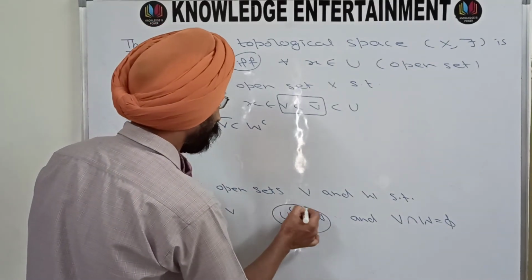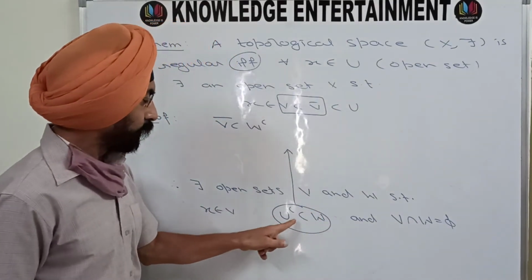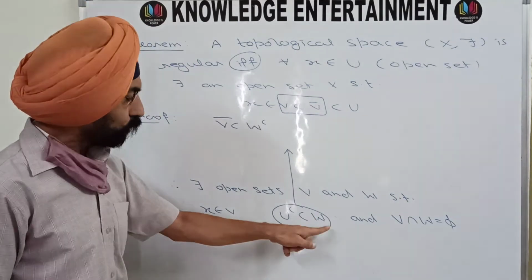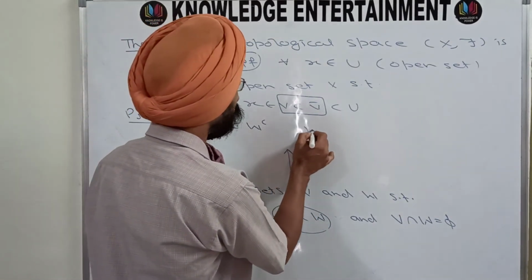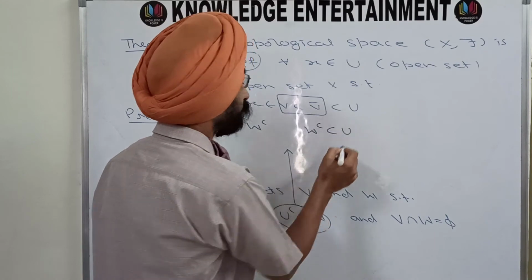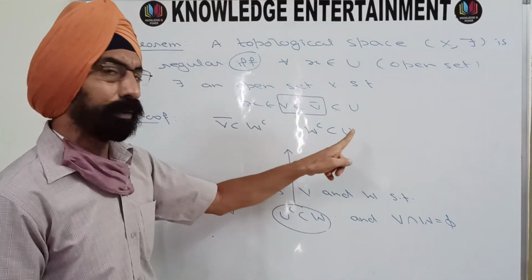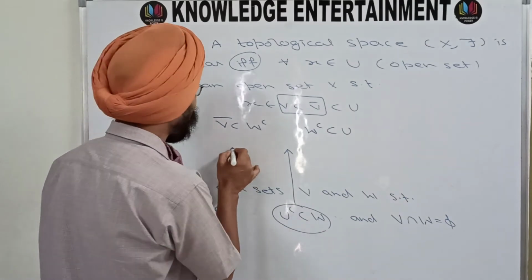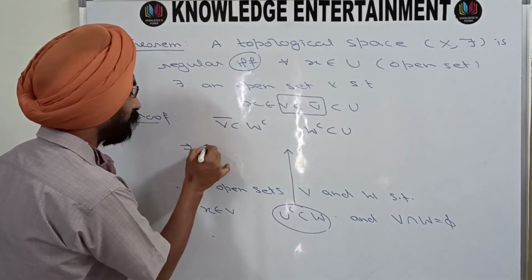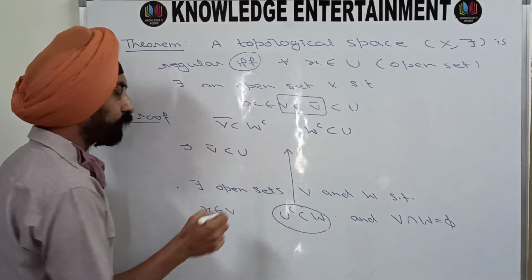From here, U complement is a subset of W, so W complement is a subset of U. V bar is a subset of W complement, and W complement is a subset of U. Combining these two, you can say V bar is a subset of U.